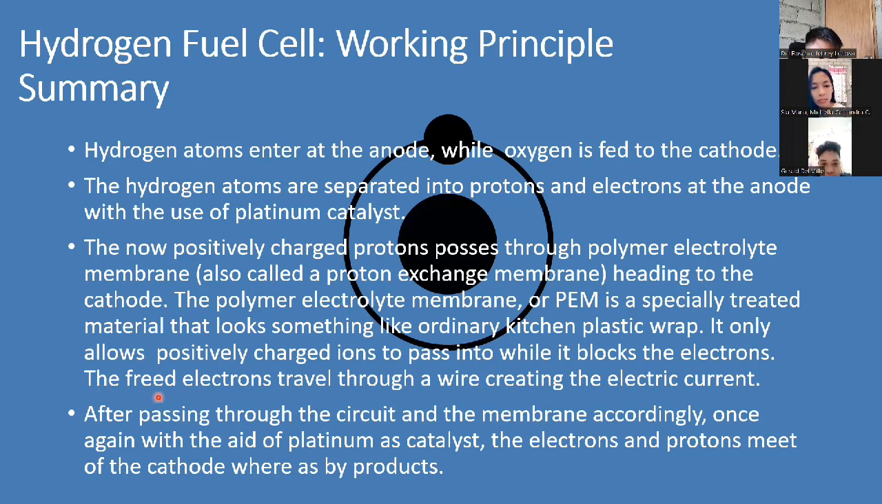The freed electrons travel through a wire, creating the electric current. After passing through the circuit, once again with the aid of platinum as catalyst, the electrons and protons meet at the cathode, where the byproducts are formed.